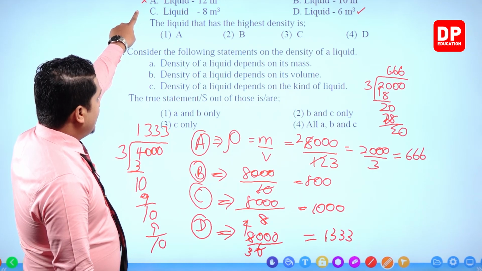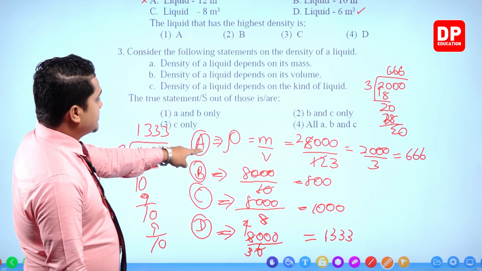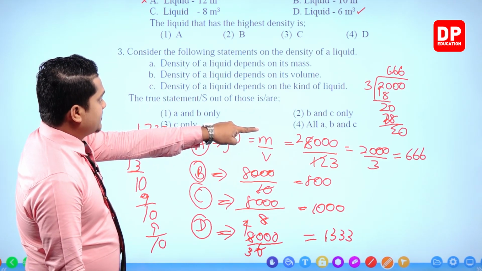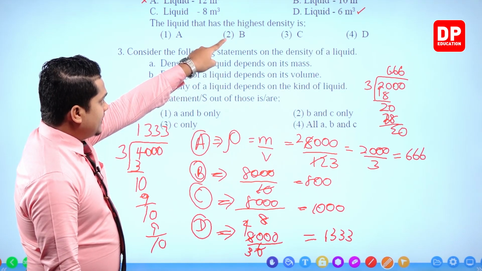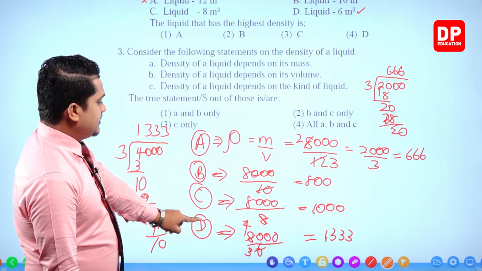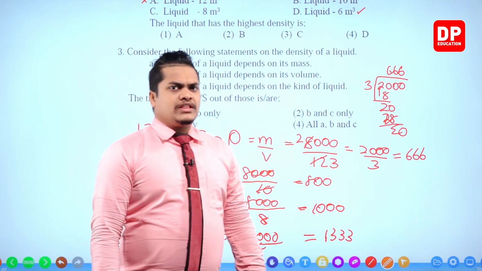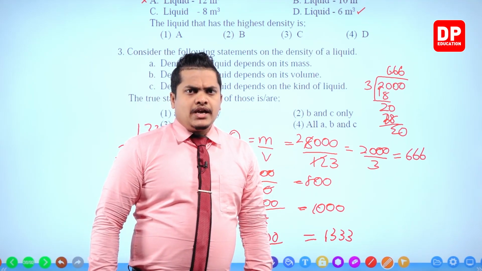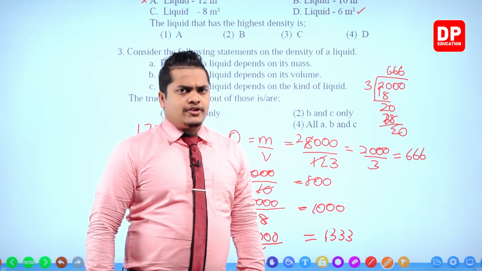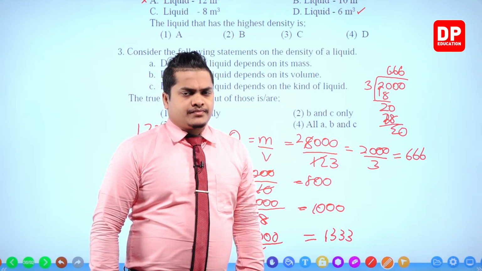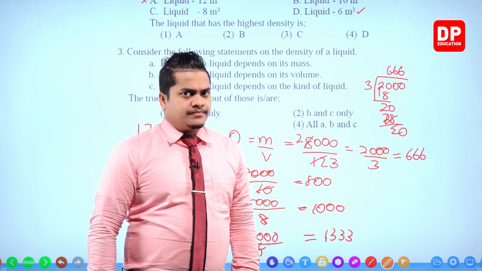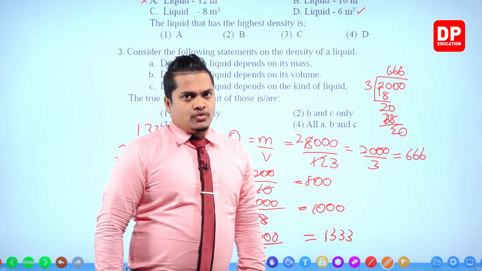A has the lowest, 666. D has the highest, 1,333. Now, without calculating, how did I get the answer? That was the question, right? So, let me explain once more.